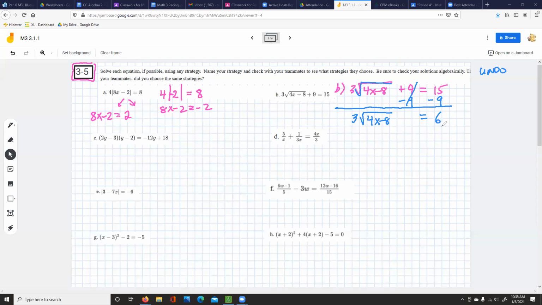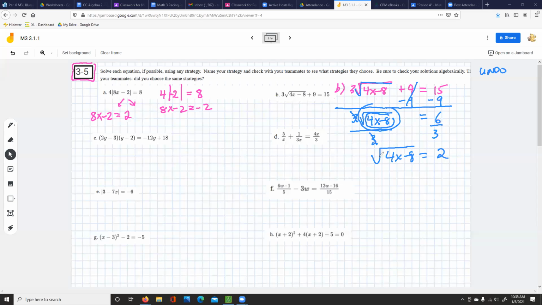Okay. We can undo one more thing. You could say, oh, 3 times what is 6? We don't have to undo this 3, but we could. 2. 3 times 2, right? So this needs to equal 2. So let's undo the 3 just to clarify things here. I don't want to get confused there. So the square root of 4x minus 8, that equals 2.